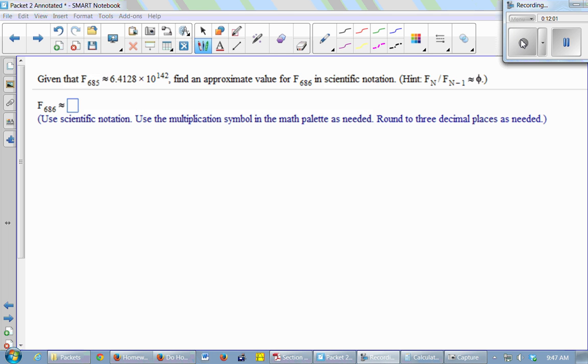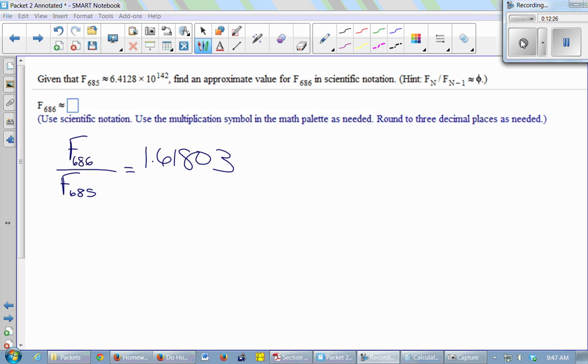Okay, so if we want to find an approximate value for the 686th Fibonacci number, we would say, okay, well, anytime you take a ratio of 2 Fibonacci numbers in a row, the bigger one on top of the littler one, we should get the golden ratio, 1.61803, which is approximate, right?